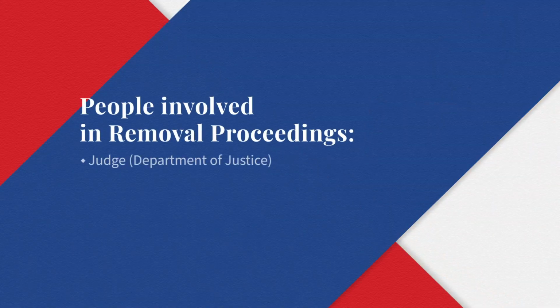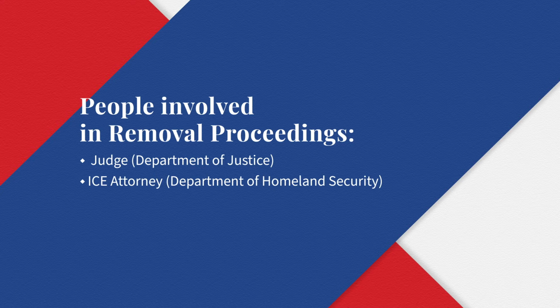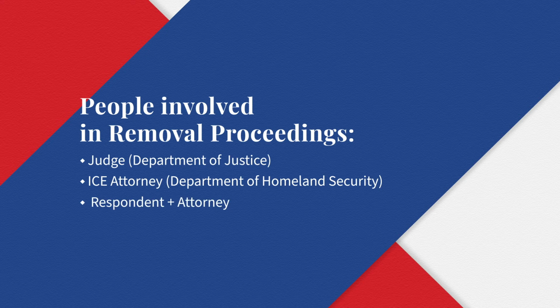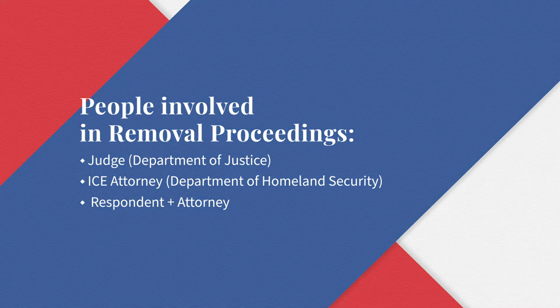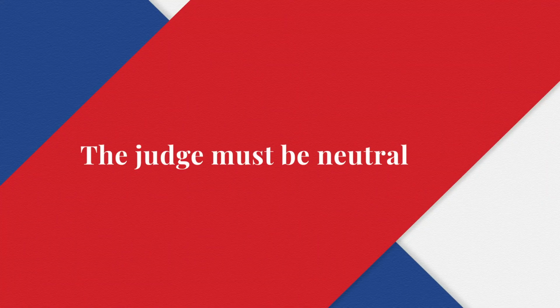Here's how it works. First, we have a judge who works for the Department of Justice, specifically part of it called the Executive Office for Immigration Review. Then there is the ICE attorney, who is like the prosecutor. They're the attorneys for Immigration and Customs Enforcement. And then the respondent, which is what the immigrant is called in removal proceedings, and the respondent's attorney. So you have the ICE attorney who's arguing for deportation, then you have the respondent who's arguing against deportation, and the immigration judge who must apply the facts to the law and make a decision in a neutral way.